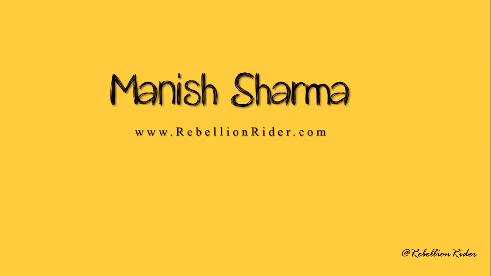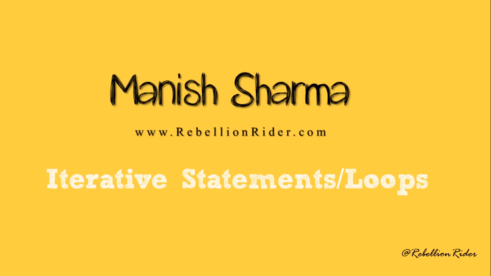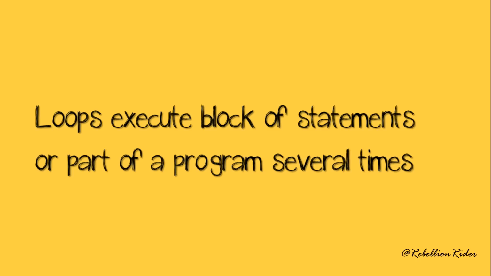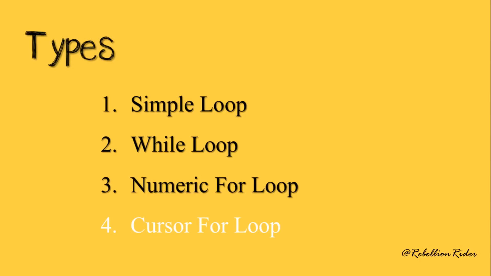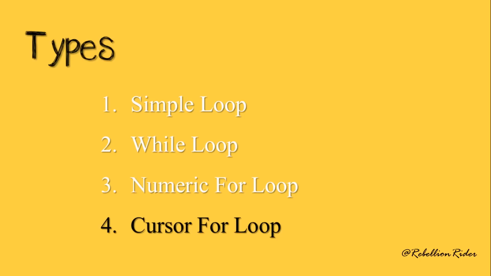I'm Manish from RebellionRider.com. Today with this tutorial I will be starting a new series on iterative statements, also known as loops in Oracle PL SQL. As we know that loops execute block of statements or a part of a program several times. In PL SQL we have four types of loops: simple loop, while loop, numeric for loop and cursor for loop. In this series we will focus over the first three types of loops. The last type, which is cursor for loop, will be discussed with cursor in future videos. Having said that, let's start today's tutorial with simple loop.